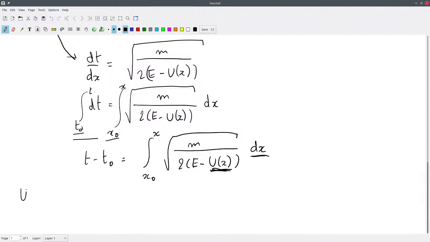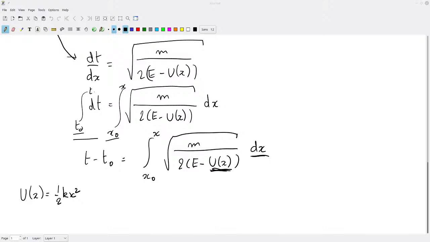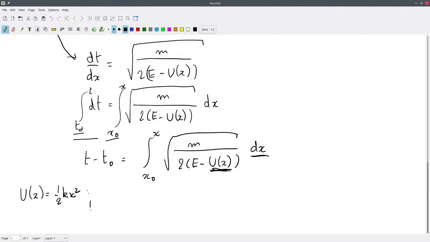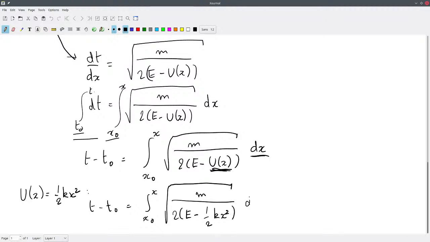Fortunately, again, U of x, that is 1/2 kx squared, is the most common potential energy that we're going to encounter. And for this potential energy, we can write t minus t0 is the integral from x0 to x of the square root of m over 2(E minus 1/2 kx squared) dx. And this turns out to be a solvable integral.